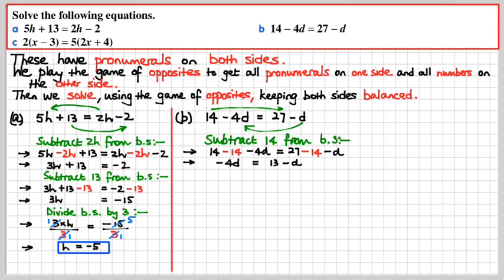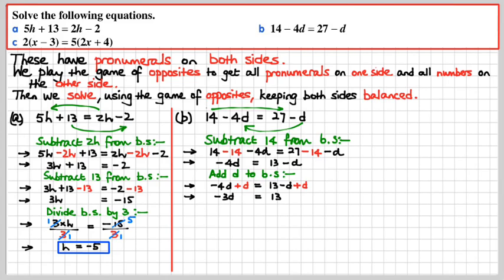Get the pronumerals all on the left, so we'll add D to get rid of this D over here and get him over there, okay? So what's that? Minus 4D plus D equals 13 minus D plus D. This will knock the D's out from over here. And what does it leave us? Minus 3D is equal to 13.